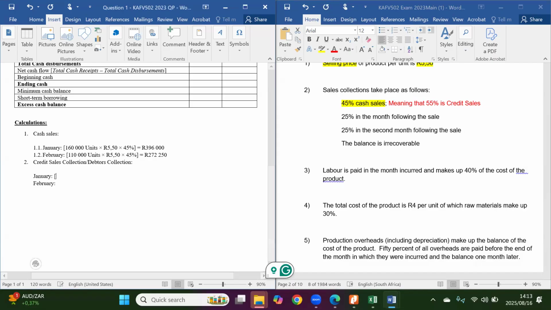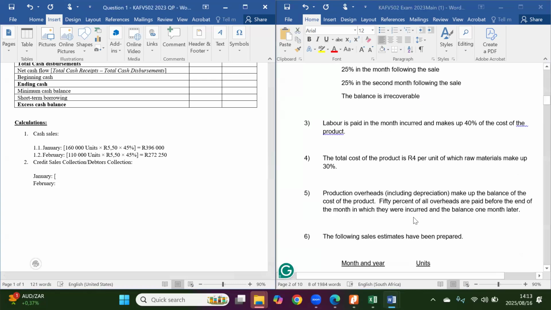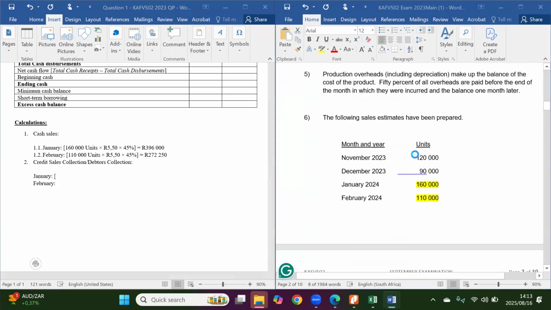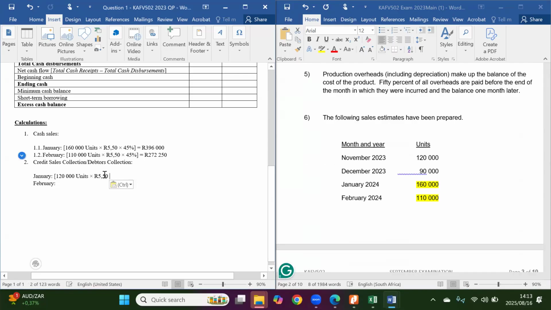So to make it easy for us, we are going to start with the ones that relate to the month of November. So let's see what happened in November. In November, they sold a total of 120,000 units. So we're going to take the 120,000 units, and that will be multiplied by the 5 rands 50.